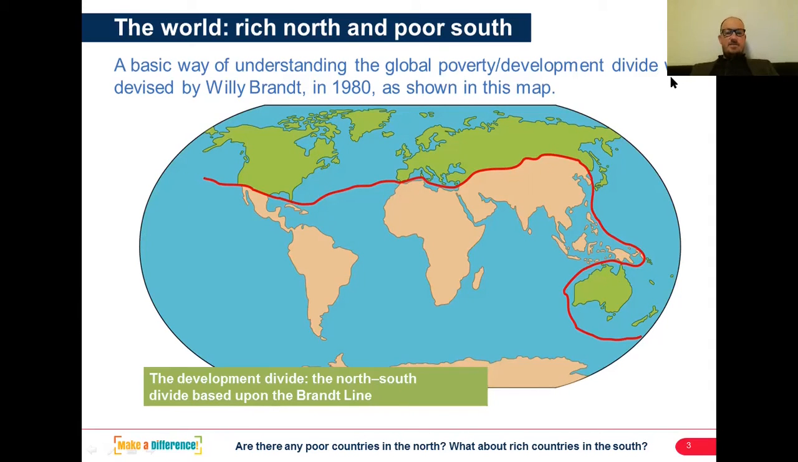The development divide between the north and south is based on the Brandt line. That's what it's called. So the basic understanding of global poverty and the development divide was set out by Willy Brandt in 1980, as shown in the map below. Okay, so see Antarctica down there as well, it's like on the poor side of the divide. Yeah, okay, moving on, interesting.